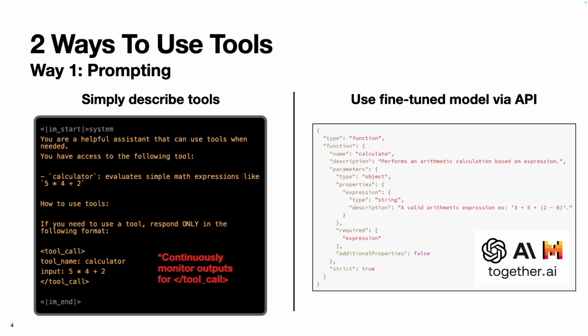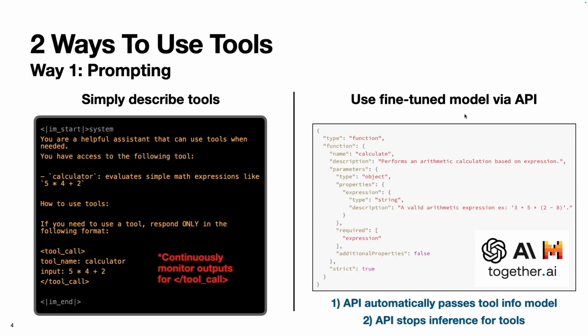Since these models are specifically fine-tuned to use tools, there are two key benefits in using them via these APIs. First is that the API automatically passes the tool info to the model. So there's really no need to include a description in the system message, because based on however they fine-tuned the model, they devised some specific structure or format for passing this information to the model. The second handy feature of using these fine-tuned models via an API is that the API will automatically stop inference whenever it's time to execute a function call.